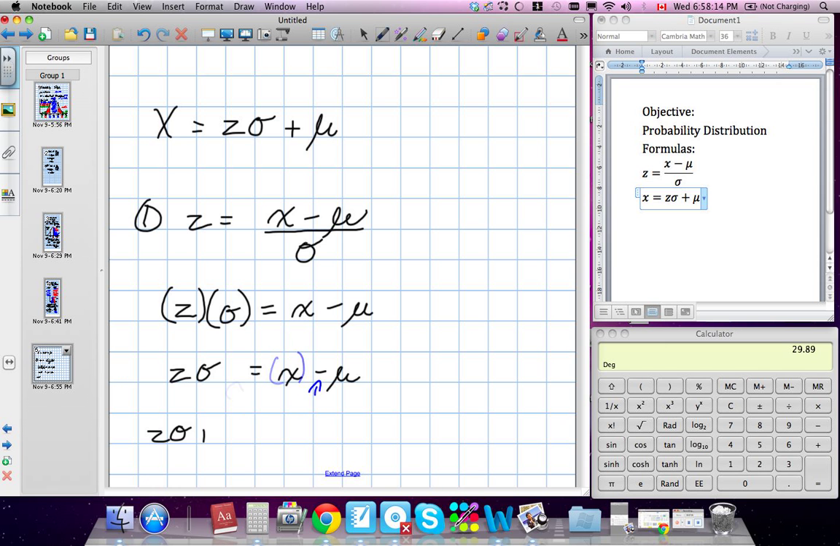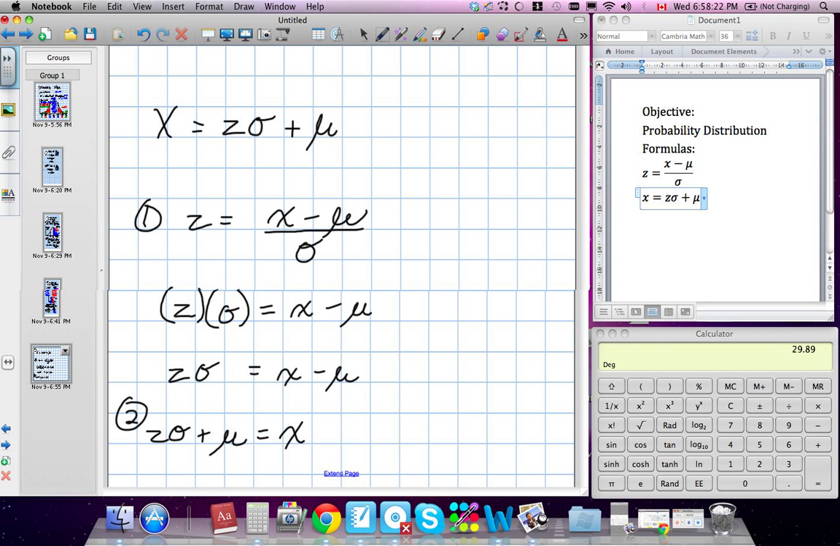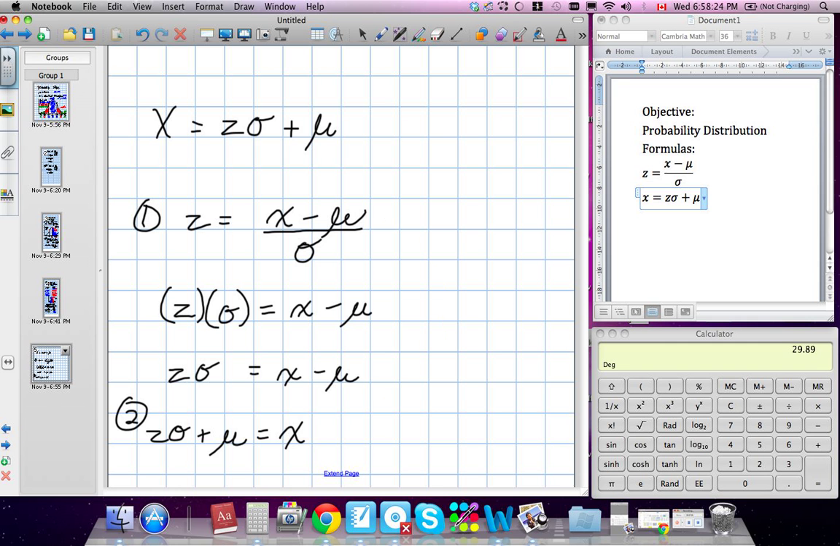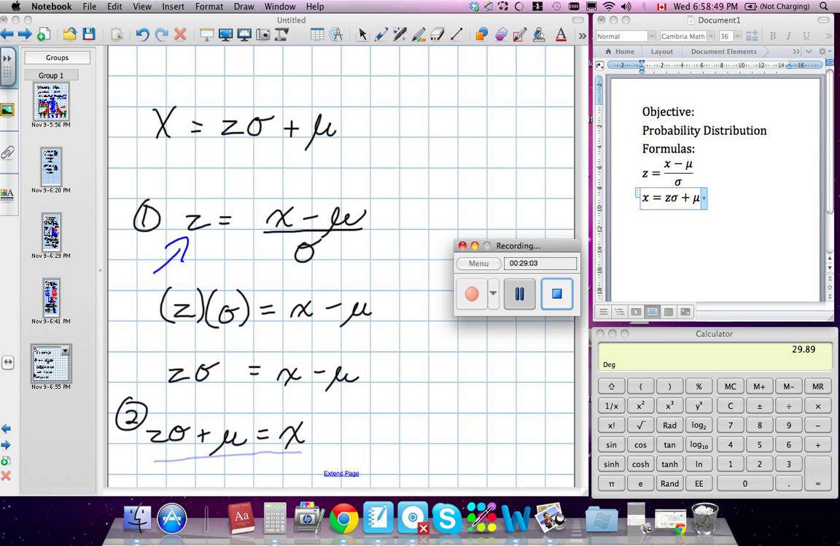So first they moved the standard deviation. Because it's a division sign, when I move it over, it becomes a multiplication sign. Does that make sense? Okay. So we end up with z times the standard deviation is equal to x minus our mean. We don't know what z and the standard deviation are, so we're just representing them as z and standard deviation, which means multiply by each other. So we have z standard deviation is equal to x minus the mean.